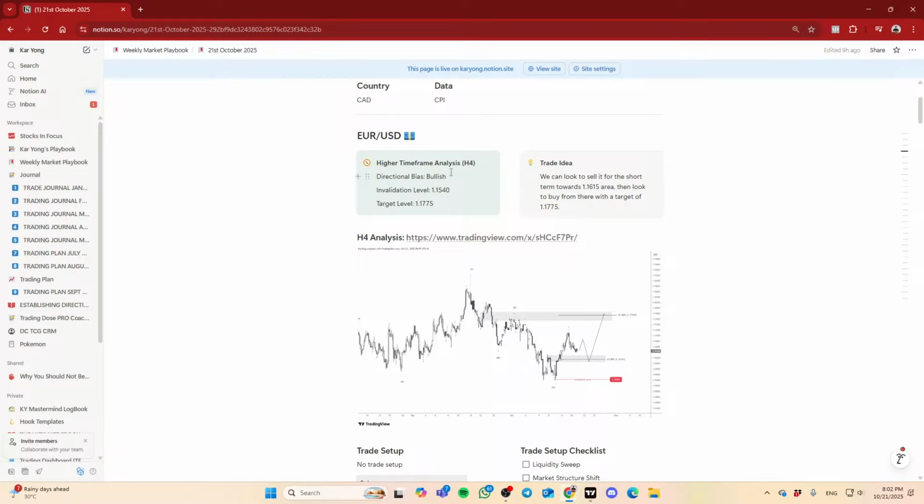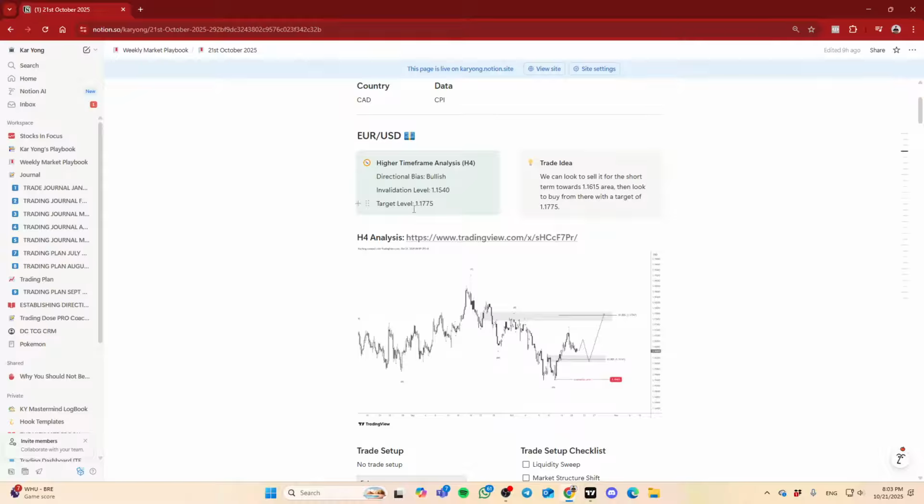Directional bias here, we're referring to H4 primarily. Just to be clear, because if you're looking at different time frames, the bias might be a little bit different. So we're always referring to H4 when we're talking about higher time frame. The invalidation level means that if price breaks that level, then the higher time frame analysis needs to be updated. As long as price respects that level, the overall analysis is still valid.